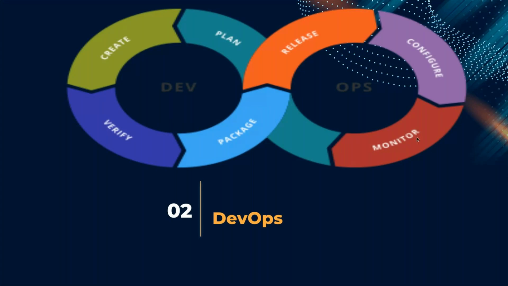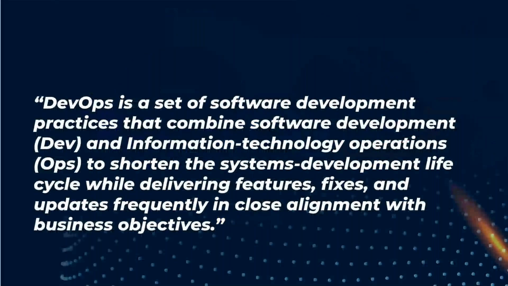So basically, there is something called a software development life cycle. You create, you plan, you package, verify, then release, configure, and monitor. Monitor means you have to see if your application is working well or not. All these things you have to combine between the dev and operations teams working together as one team. So going by the strict textbook definition, this is what DevOps is.